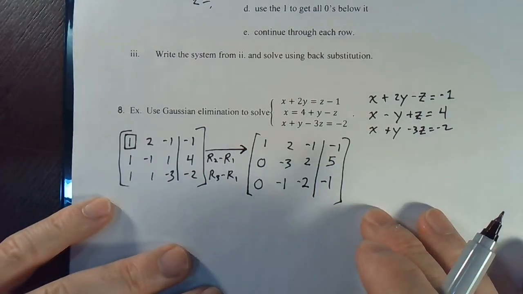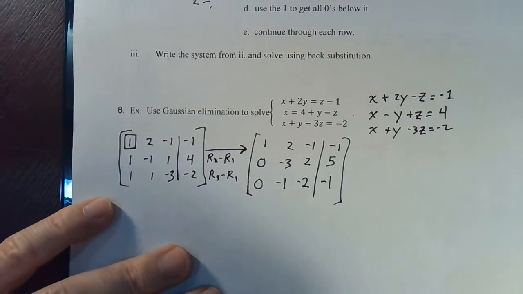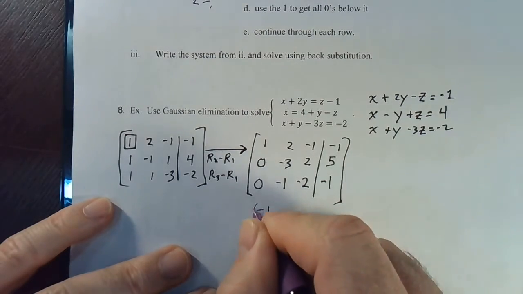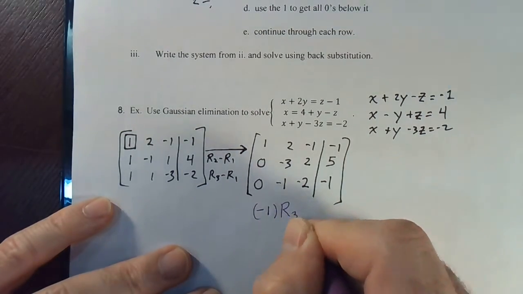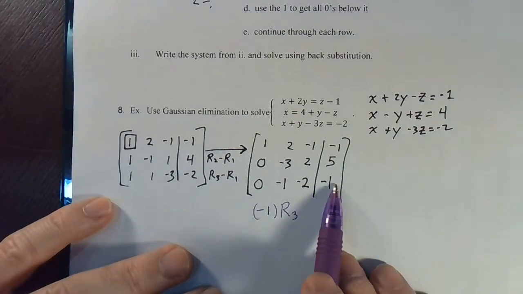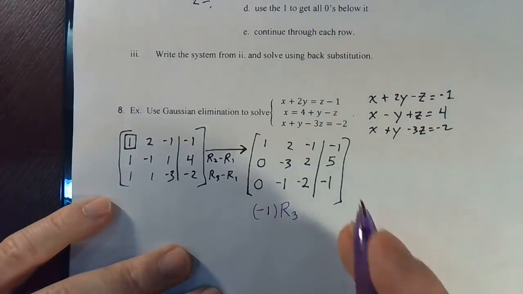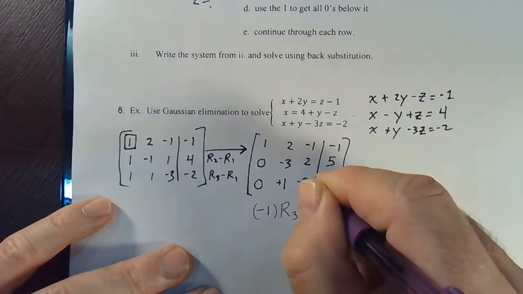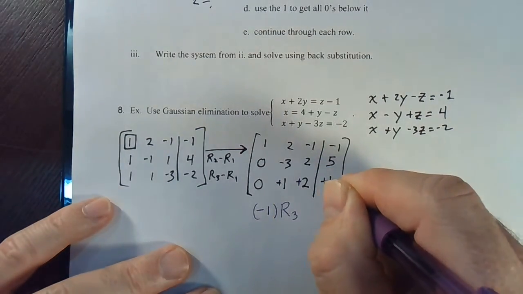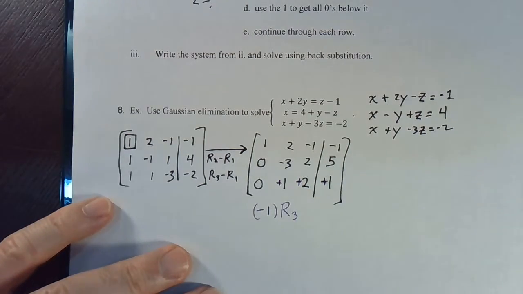I'm not going to write a whole new matrix for this, but I'm going to do this row operation. Negative 1 times row 3, because that'll change the sign of all of these. Right? It's multiplying by negative 1. So it becomes a plus 1, plus 2, and a plus 1. Now I can just change row 3 with row 2 and I'll have a 1 right there.